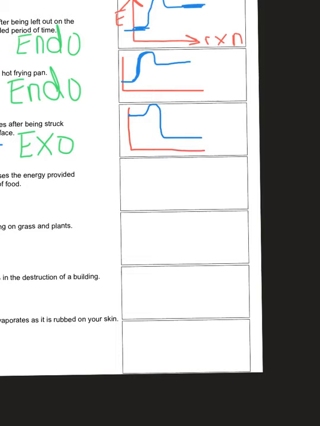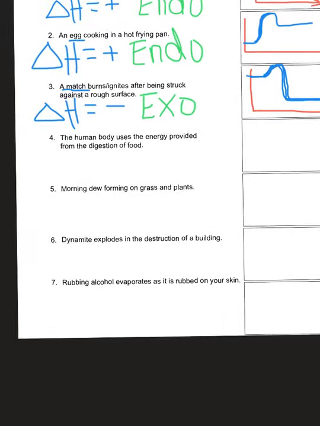So an exothermic reaction still is going to increase in energy a little bit, okay? And that's the energy that it absorbs maybe when it's struck, right? The friction. It has to absorb a little tiny bit before it starts burning, and it gives off all this energy. So here is your graph for an exothermic reaction.